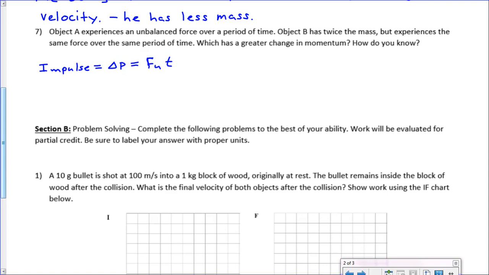The one that has the smaller mass is going to have a greater change in velocity because of what we had talked about with that last problem here, but they're going to have the same change in momentum, right? Because it's the same force over the same amount of time.